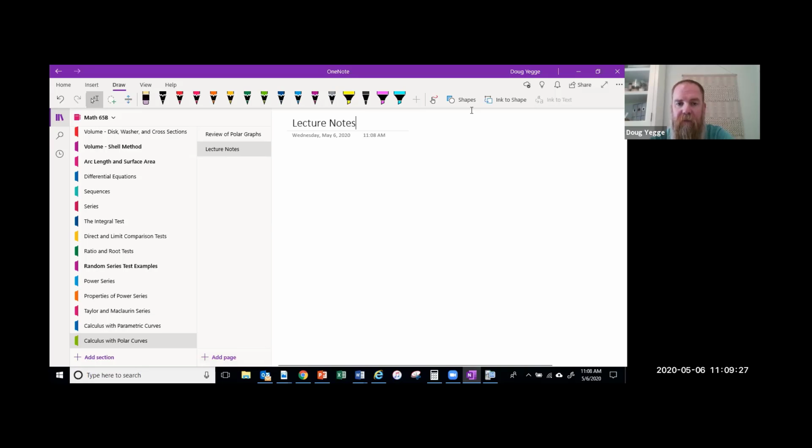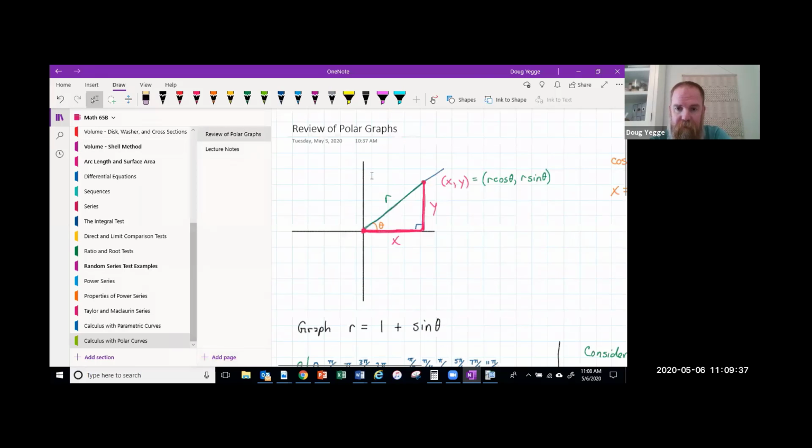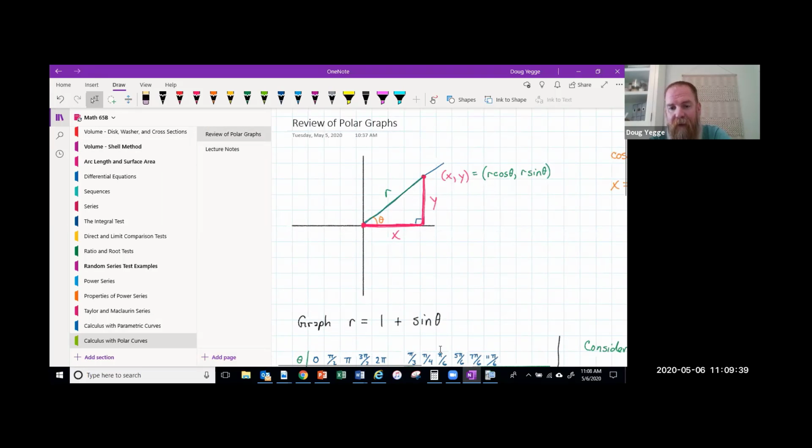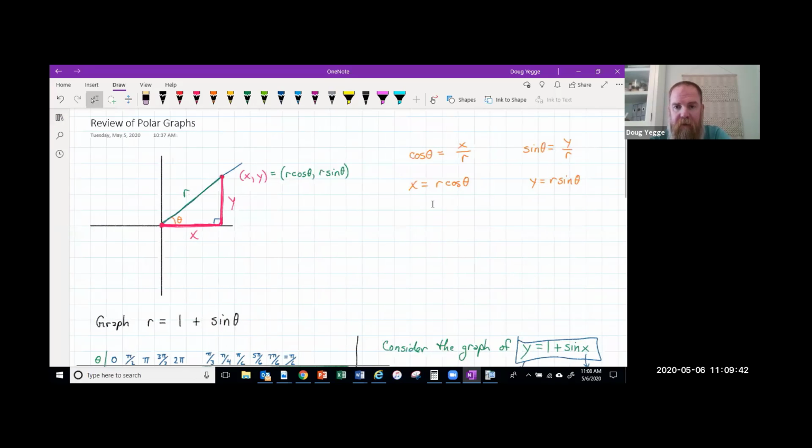I'd like you to think first about how you can find the derivative dy dx, okay? Keep in mind that these are parametric curves, right? x is the same as r cosine theta, and y is the same as r sine theta. So I'm defining x parametrically by using the parameters r and theta, and I'm defining y parametrically by using the values of r and theta, okay?